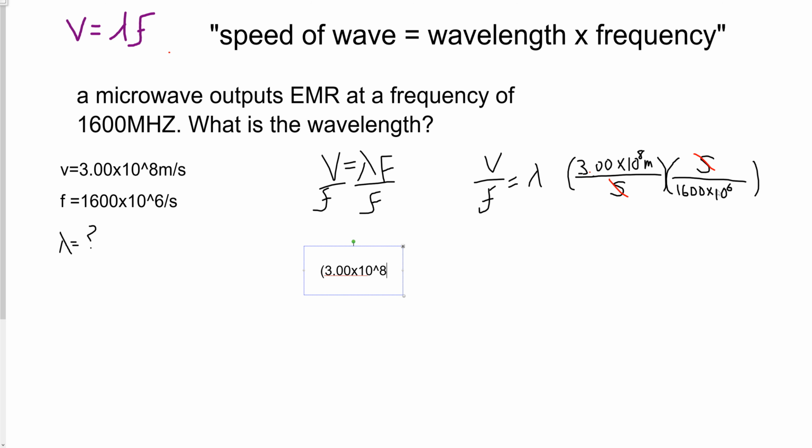Then I would use the multiply key, or sorry, the divide key, my bad. And then I would go bracket 1600 times 10 to the power of 6. Then I hit my enter key on my calculator. So I'm just doing that now. 3 times 10 to the 8 divided by 1600 times 10 to the 6.